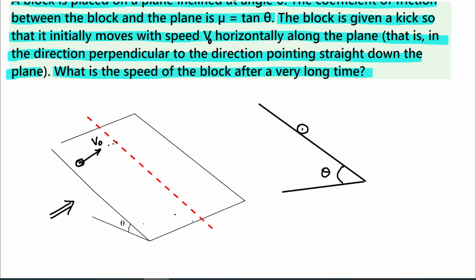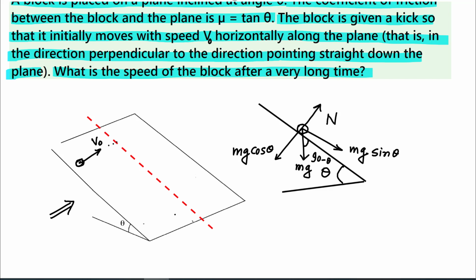What are the forces acting? Mass times g is acting in this direction, and this angle will be 90 minus theta. On this block you will have a component of this mg that will be mg sin theta, in this direction you will have mg cos theta, and perpendicular to the plane you will have the normal reaction.